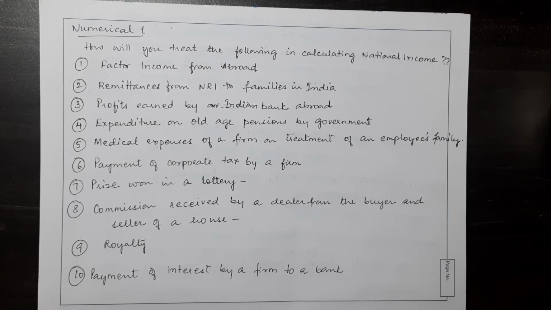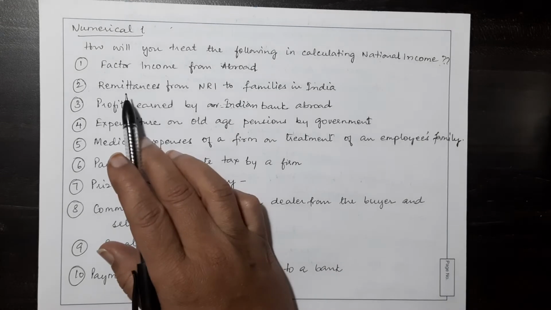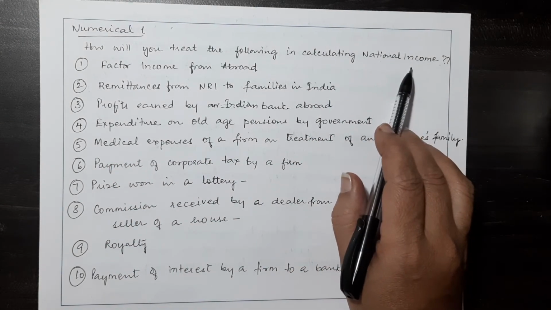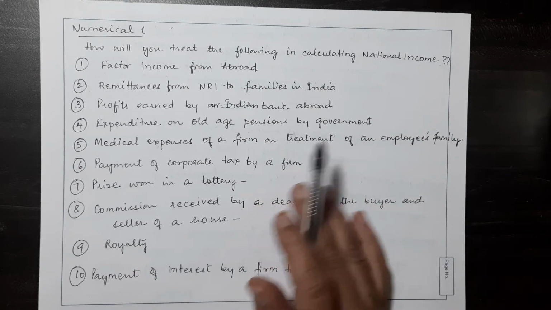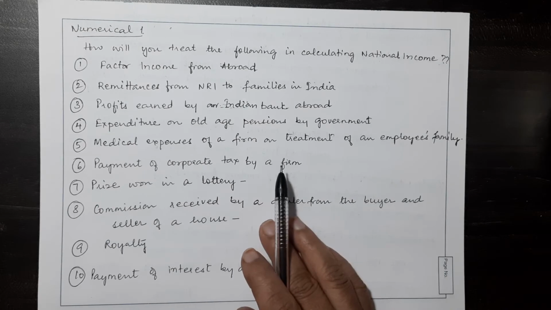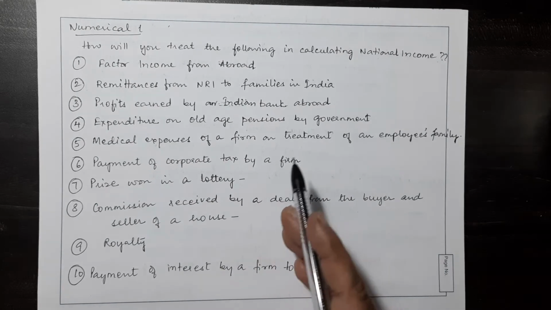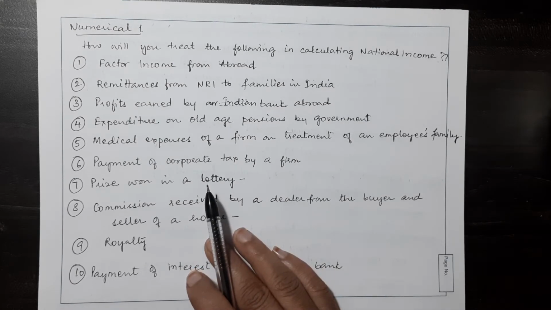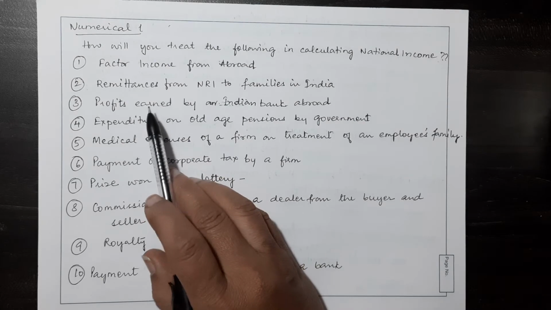Now in the examinations, we are generally asked, how will you treat the following in calculating national income? So if an explanation is asked for them, how will you treat and the reason, then each will be for 2 marks. One for saying yes or no, and the other for giving the proper reason. So let's look at them and try to answer these questions.